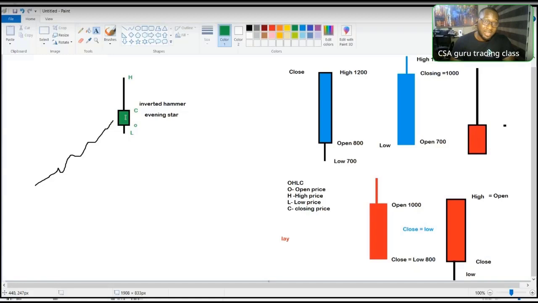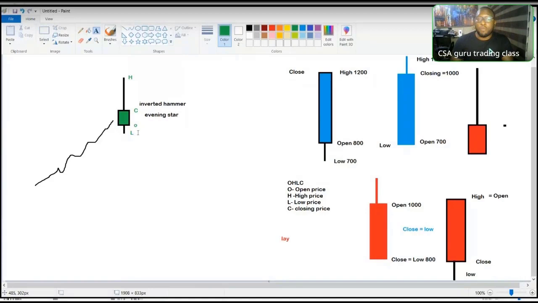It's closed as a green. That is telling you that the bears are in control. But at the end of the day, the bears were not able to close, were not able to finish the race. That is why we are having a green.